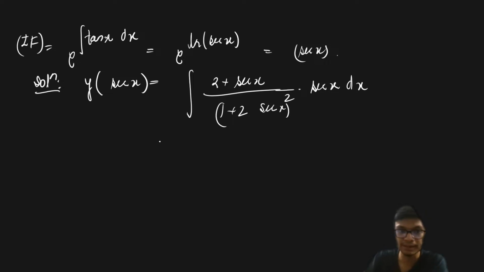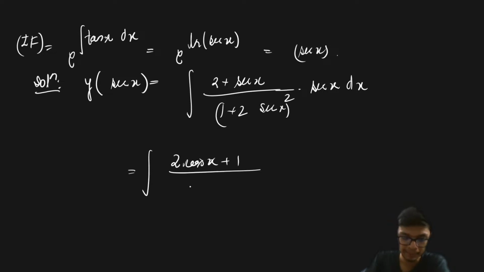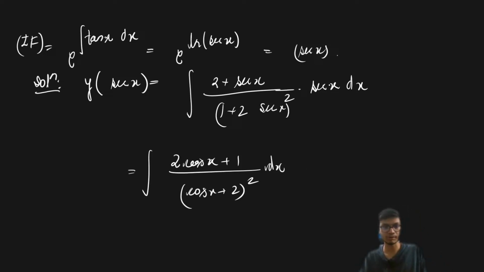Now we just have to integrate this. So I can simplify this and write it as 2 times (cos x plus 1) divided by (cos x plus 2) whole square, right? And then I will have a dx over here. I just changed this sec x as 1 upon cos x and simplified it, and I found the solution as this. Okay, now there is a very interesting step that I'm going to do over here.